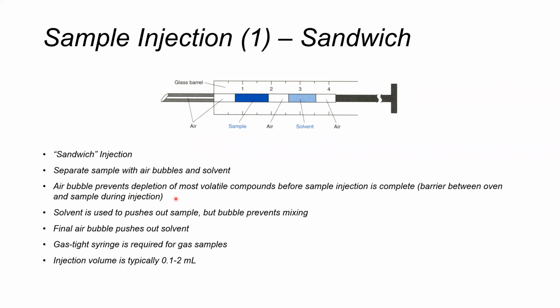And so this air bubble prevents depletion of the most volatile compounds before sample injection is complete. So there's a barrier between the oven and the sample during injection. The solvent is used to push out the sample, but the bubble prevents mixing. The final air bubble pushes out the solvent. A gas tight syringe is required for gas samples. An injection volume is typically 0.1 to 2 milliliters.